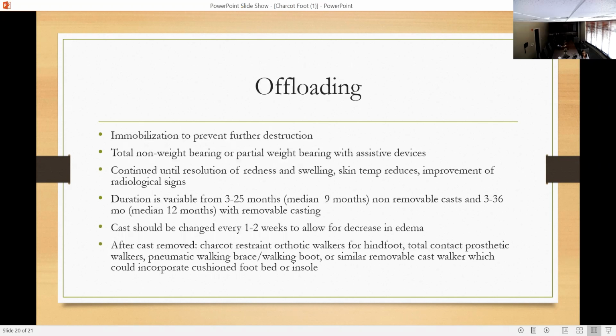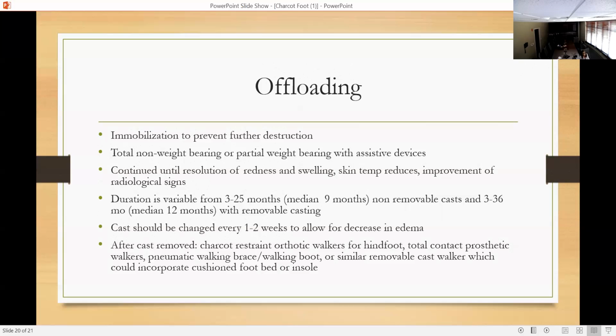So immobilization is to prevent further destruction. You could either use total non-weight bearing or partial weight bearing with assistive devices. Sometimes we continue that until the redness and swelling go away and the skin improves. And it's a long time.